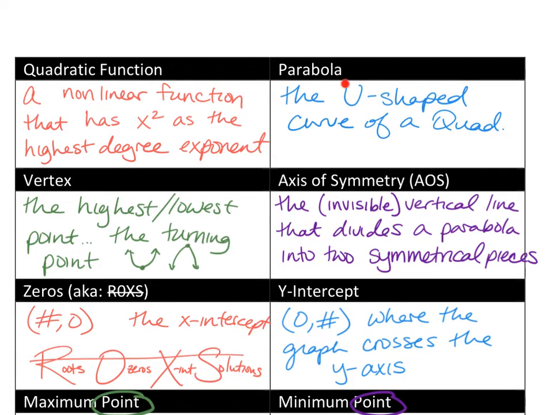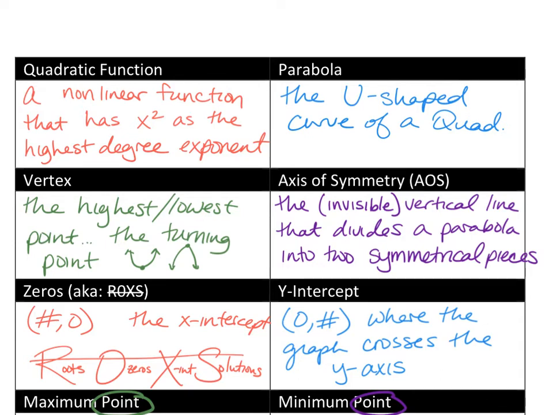The parabola is the U-shaped curve of a quadratic. So we had curves when we talked about exponentials for growth and decay, but these in particular are U-shaped curves. Vertex is either the highest or the lowest point, the turning point technically, either the bottom of a valley or the top of a mountain. Those are the vertex. The axis of symmetry is the invisible, because it's not actually drawn on there, but we're going to draw it, vertical, up and down, line that divides a parabola into two symmetrical pieces.